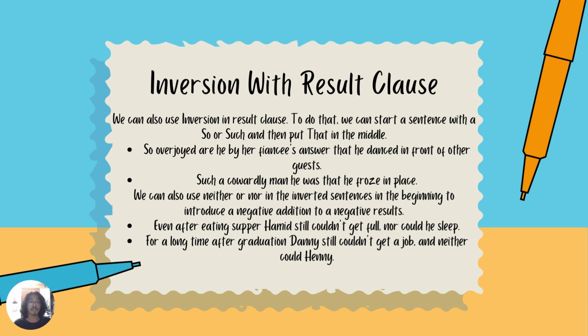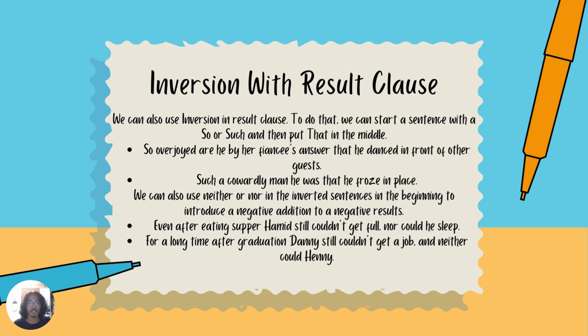"So overjoyed was he by his fiancée's answer that he danced in front of the other guests." The sentence puts the word "so" at the front and is followed by "that" in the middle of the sentence. So, "so overjoyed was he by her answer," and then he put "that" in the middle and continued with "he danced in front of the other guests," to imply that the result of being happy with the answer is dancing in front of the other guests.